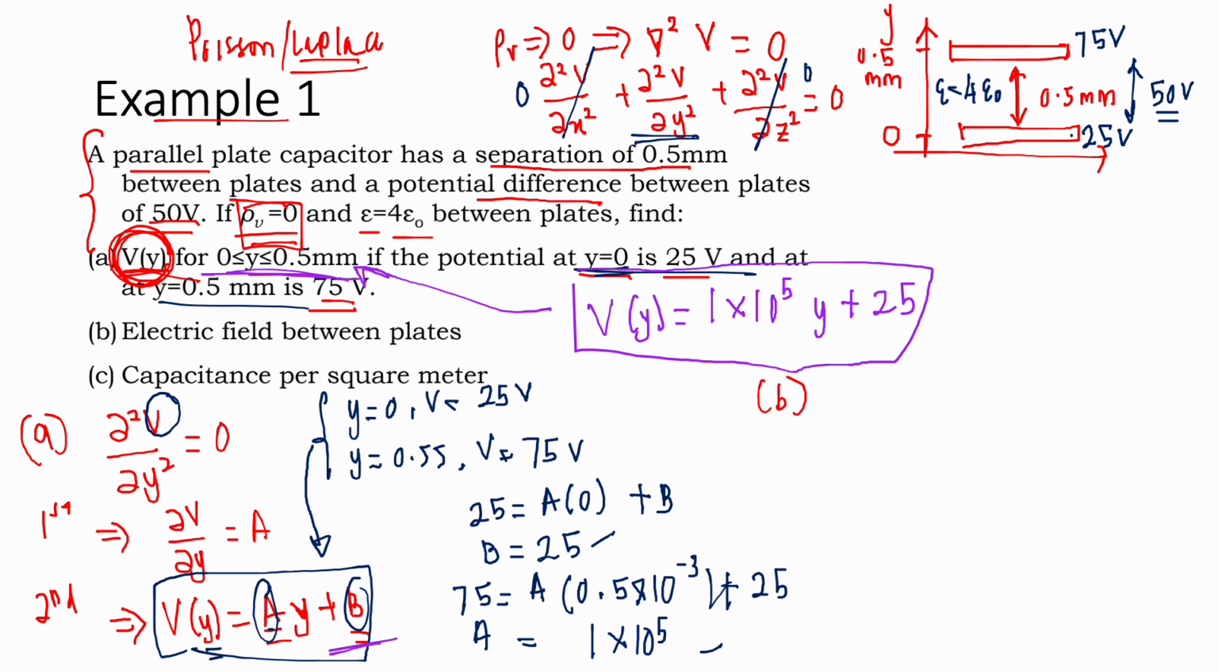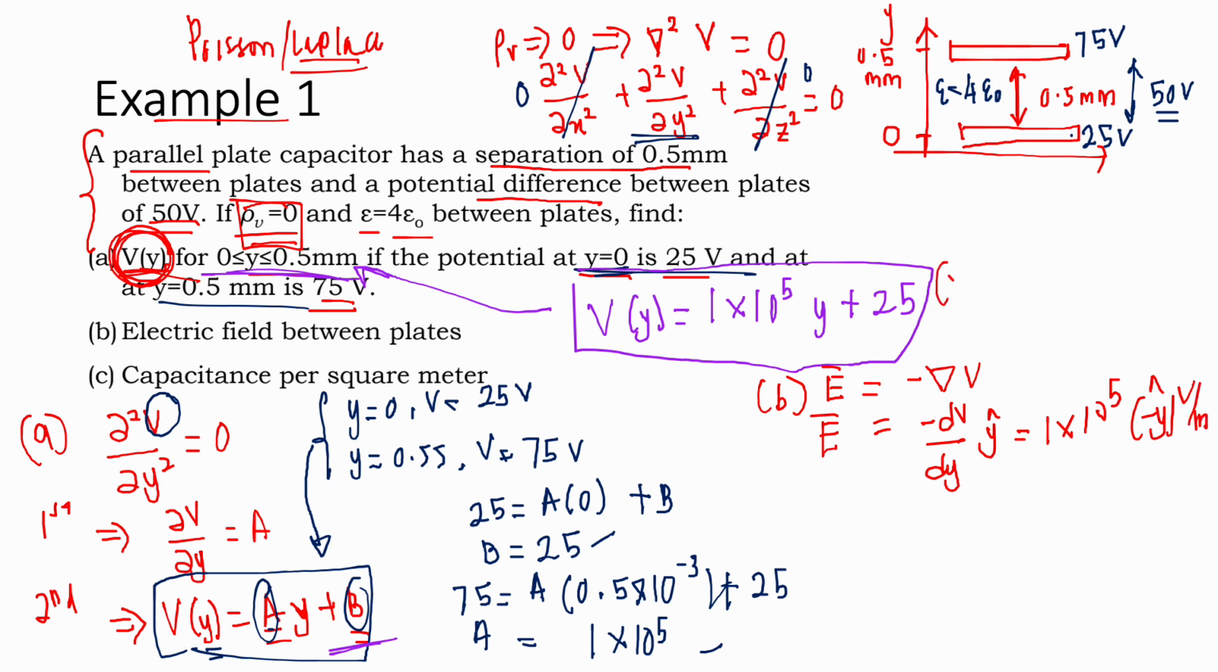Next, question B, the electric field between the plates. For this we need to use the equation E equals negative gradient of V. This becomes negative dV over dy, in y, because our point of interest is in the y element. It becomes 1 times 10 to the power of 5 in the negative y direction, volt per meter. Don't forget to write the volt per meter unit.